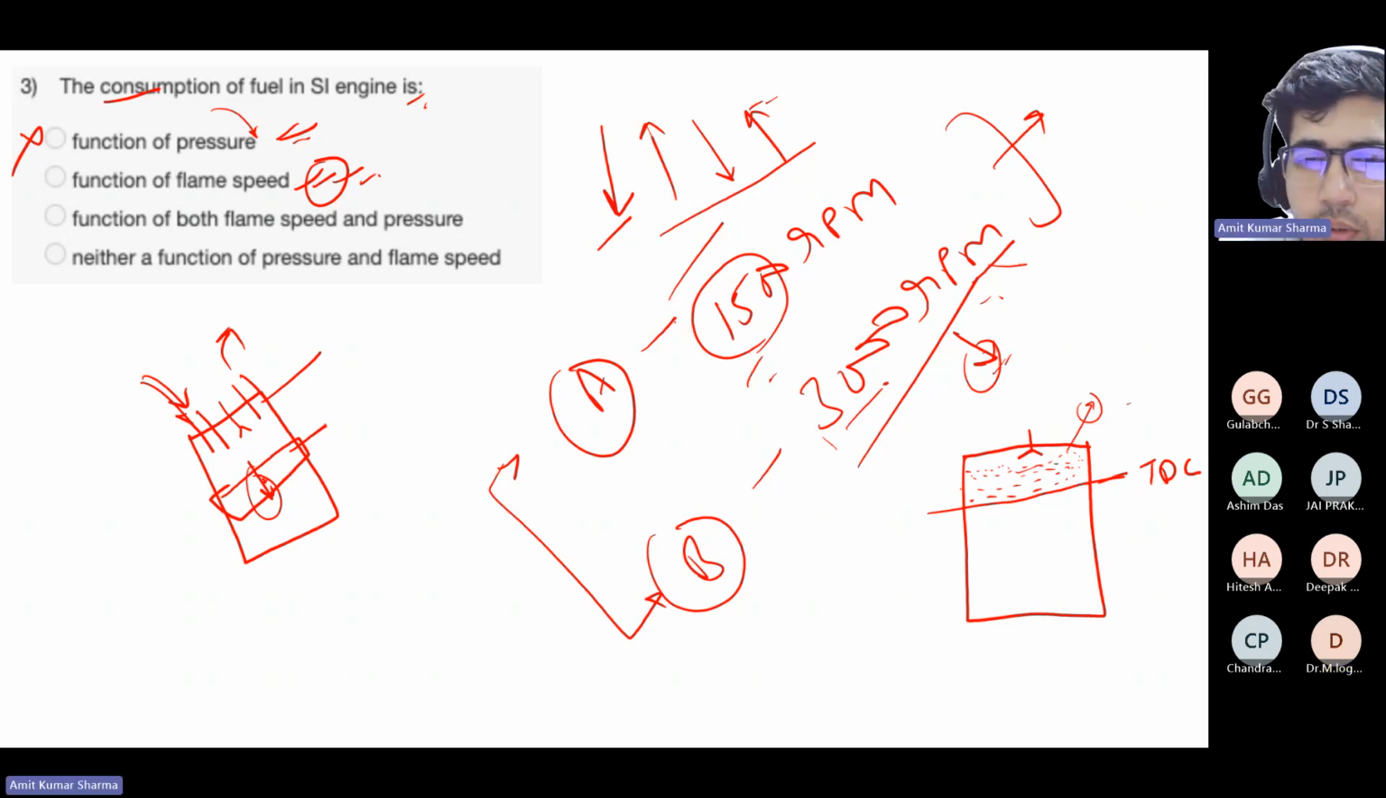So the question now is that at this point the flame speed will come into the picture. In this complete stroke, the expansion stroke, it will happen in a certain duration.